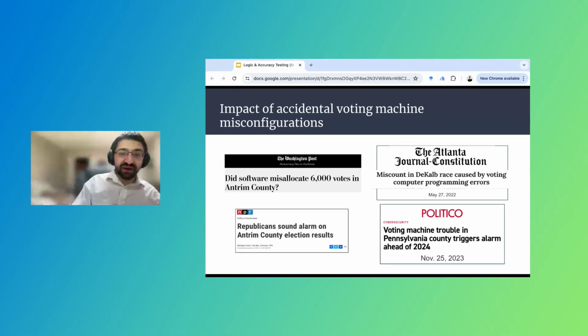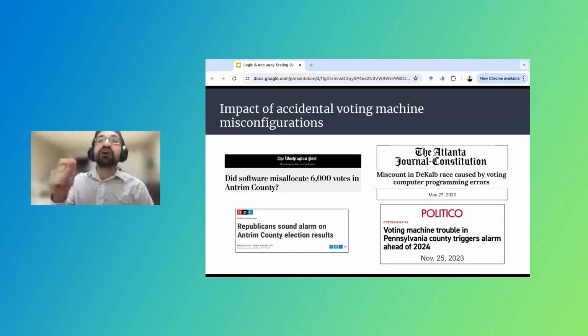And because these sorts of misconfigurations happen reasonably frequently, let's see an example from 8 months ago. So in November of 2023, in Northampton, Pennsylvania, voting machines were accidentally misconfigured to swap votes across two contests. This was across two judge contests, yes or no, of whether to retain two different judges. This led, in this case, to a huge amount of voter confusion on voting day, as well as long lines.